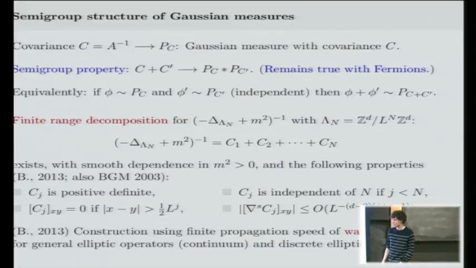What is BGM? Oh, this is Brydges, Guadagni, and Mitter. They gave the first construction of something like this, and I gave an alternative construction that applies to a very general class of operators.